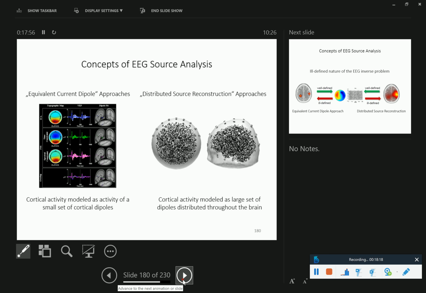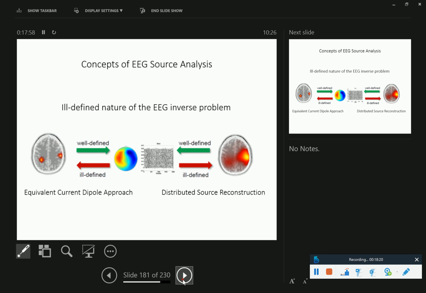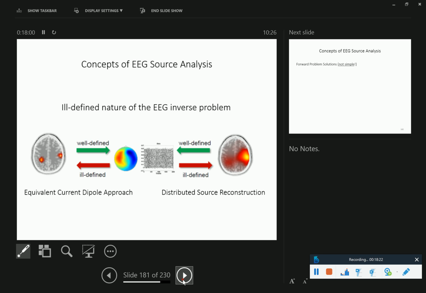So these are the 2 main approaches, and, only so that this gets clear, both have a forward and an inverse problem. The forward problem in both cases is well defined in the sense that if you know what's going on inside the brain, then you can compute and predict what's happening on the scalp.